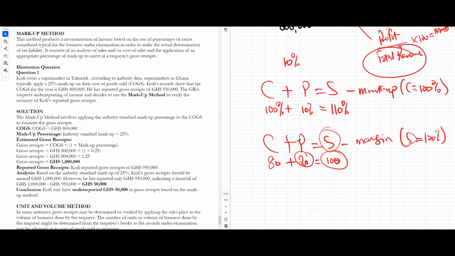Now, let me give you a proper question, even though it's not here. I'm just going to put down some rough data and let's see whether this makes sense. They tell us that ABC Limited made taxable supplies of, let's say, 500,000 Ghana cedis during the period.